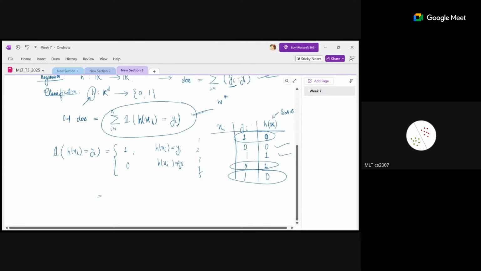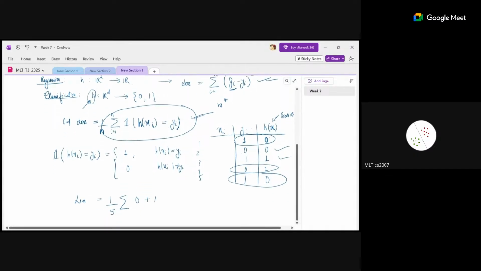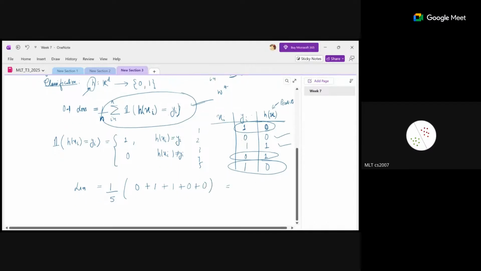So if I have to write the loss, it is actually defined as 1 upon n times the summation. Since the number of data points is 5, it is 1 by 5, and I will write: the first one is 0, the second one is 1, the third one is 1, the fourth one is 0, and the fifth one is 0. This is it, right? Yeah, 2 by 5.